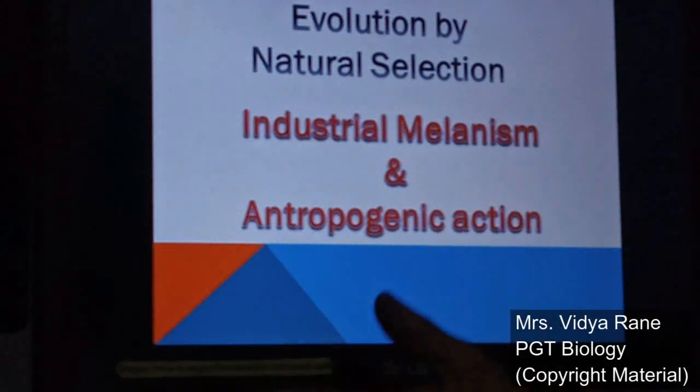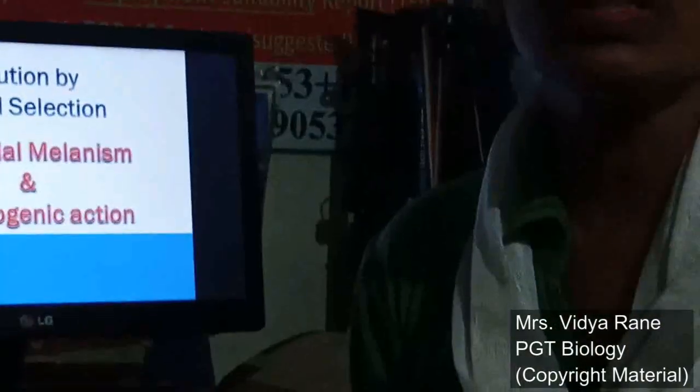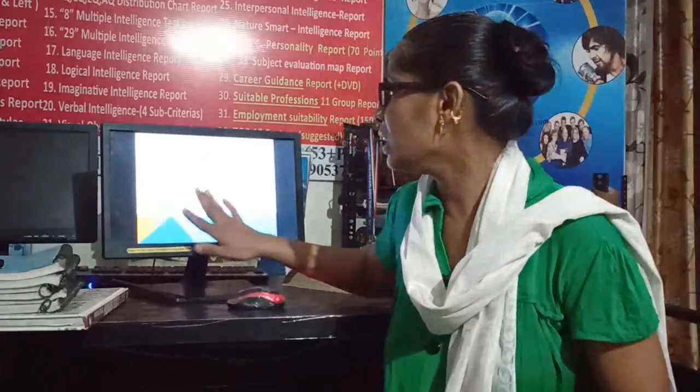So how is nature selecting the organism, right? This evolution occurs by natural selection. Now how does nature select? On what criteria does nature select the living organism and discard some of the organisms? How? So this we will see with one example, that is industrial melanism.